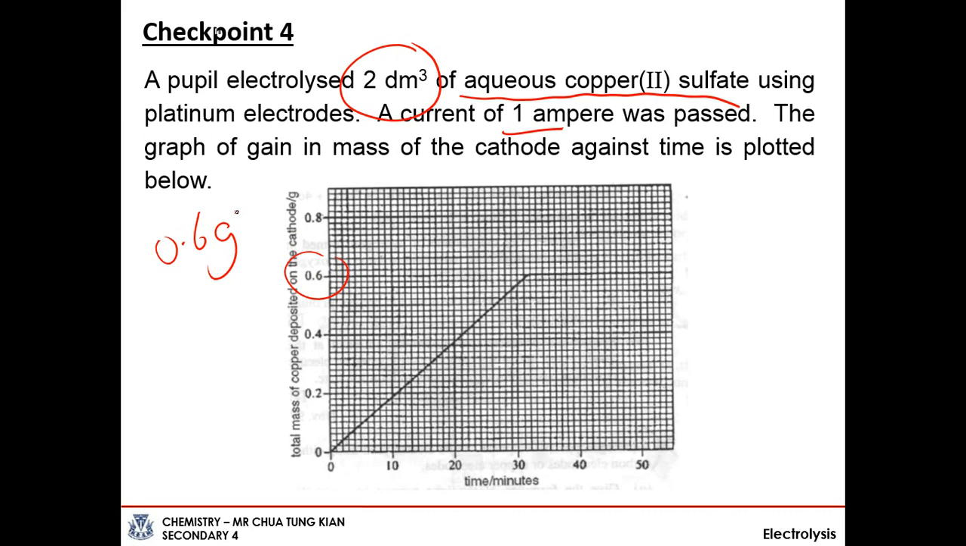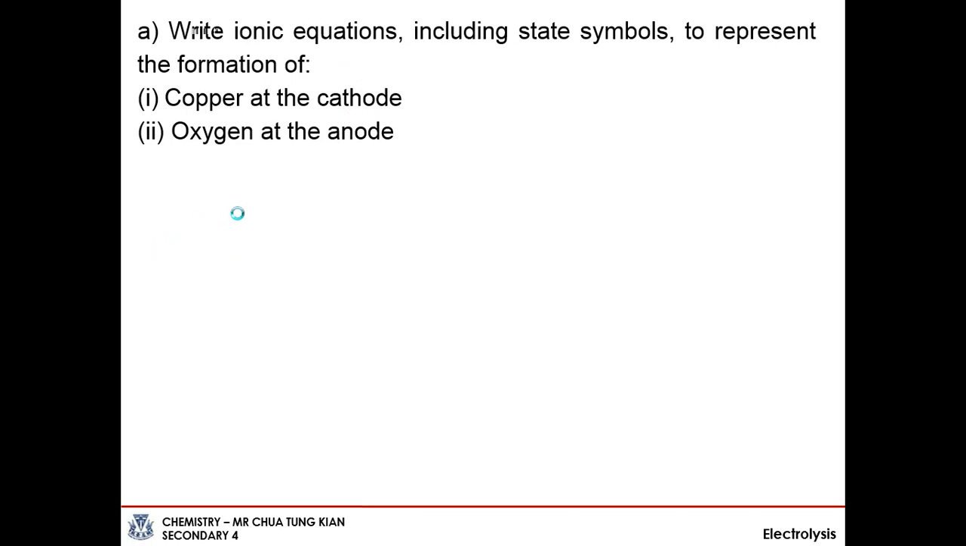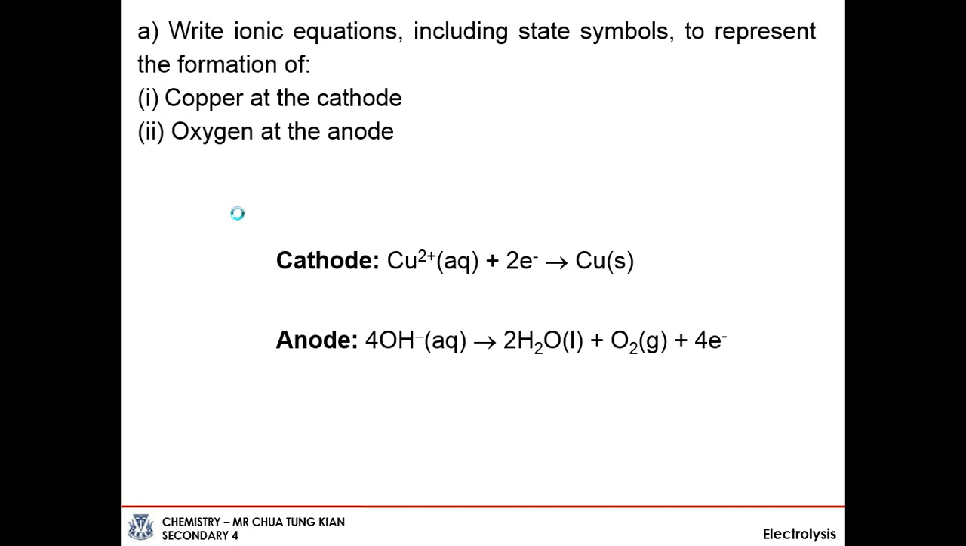So let's attempt the first question. Part A, write the ionic equations to represent the formation of copper and oxygen at the respective electrodes. Very simple. Cu2+ to Cu solid. Anode is OH- to O2 and H2O.